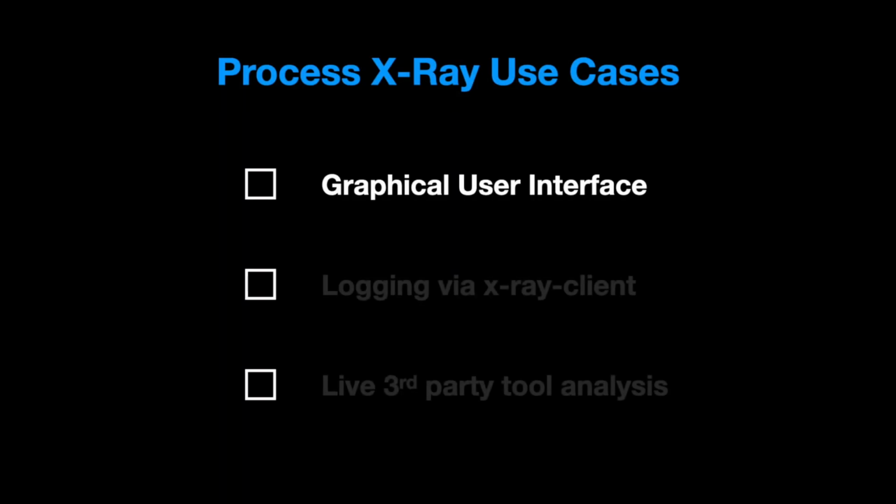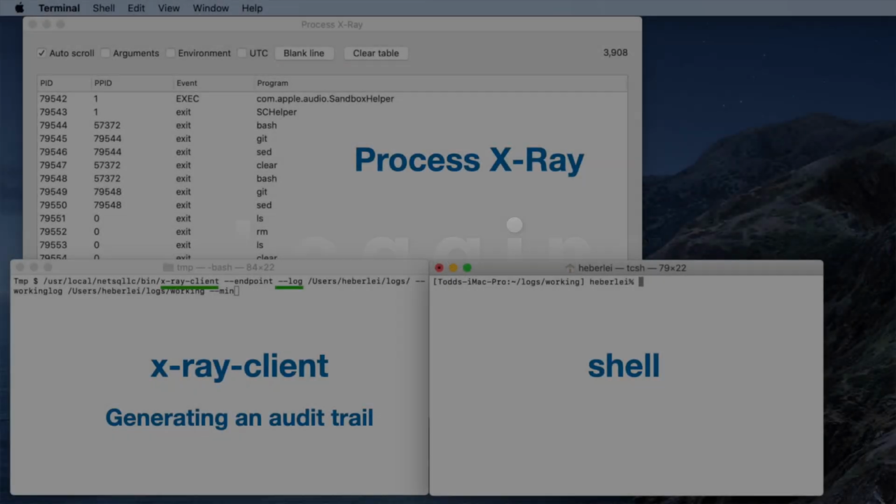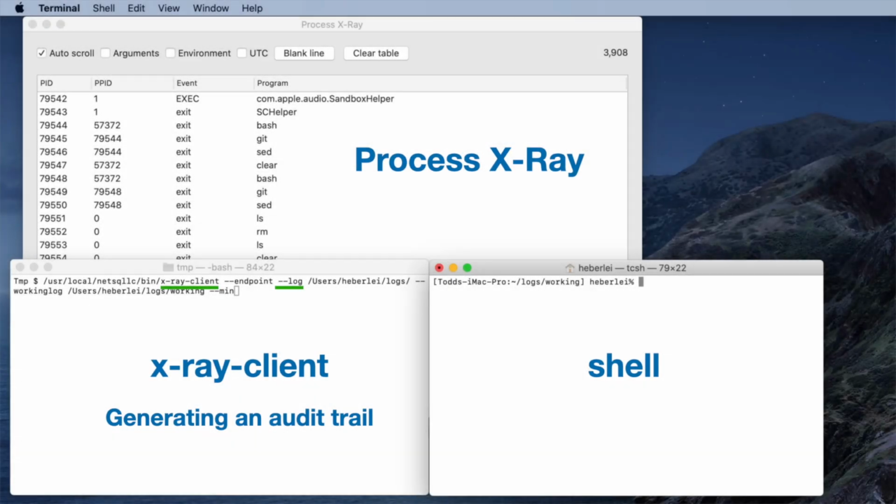So that is the first use case, the graphical user interface for individuals watching what is happening live behind the screen. The second use case is to use the optional X-ray client program to save to rotating log files the same information that is used by the graphical user interface program. Some individuals might want to do this, but this is really more for organizations, enterprises, and governments who want or need, maybe for security reasons, to keep track of all the programs running on their fleet of Macs.